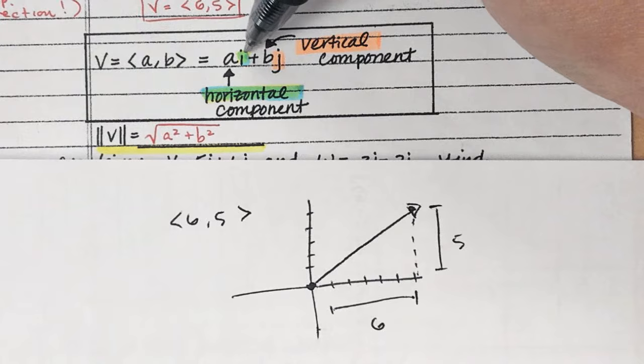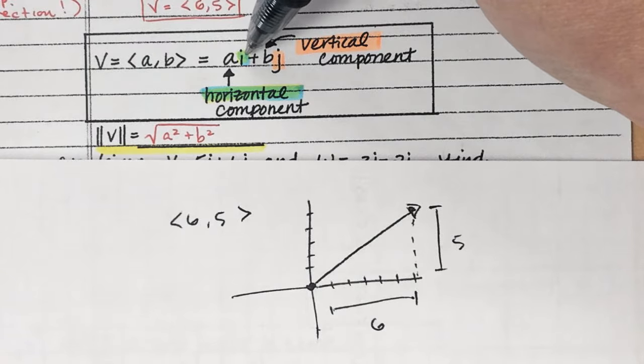So that's why this is the horizontal component and this is the vertical component. I is not a variable. I is just telling you that this number is horizontal and this number is vertical. Okay, I'll show you how that works. But it's not a variable specifically. It's not like I represents 2 or anything.